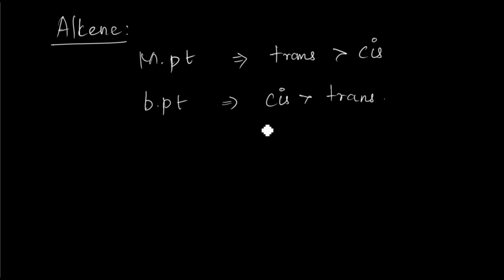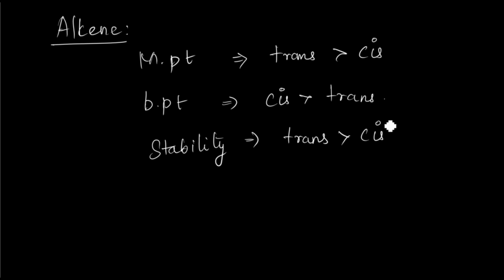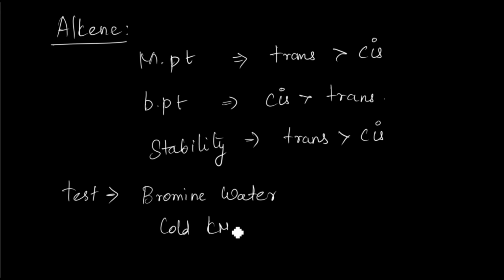Okay. Then, if they are asking for stability, as I told you, trans is more stable than cis because of van der Waals repulsion. Cis has more van der Waals repulsion than trans. Due to that, the stability of trans is more than cis. How do you test? The test for alkenes is very simple. Either you can go with bromine water, where decolorization happens, or you can go with cold KMnO4. In both cases, it decolorizes.